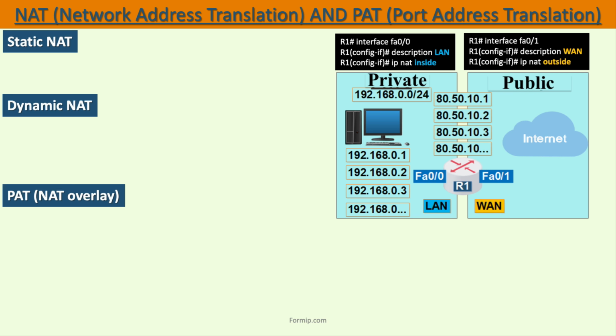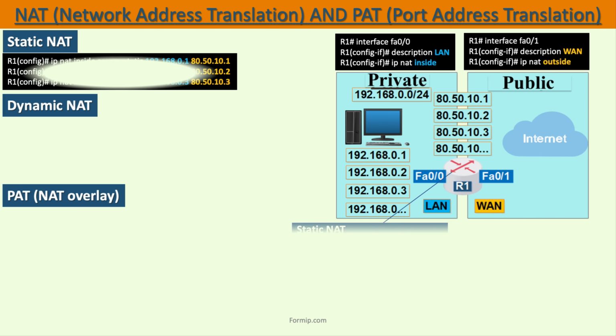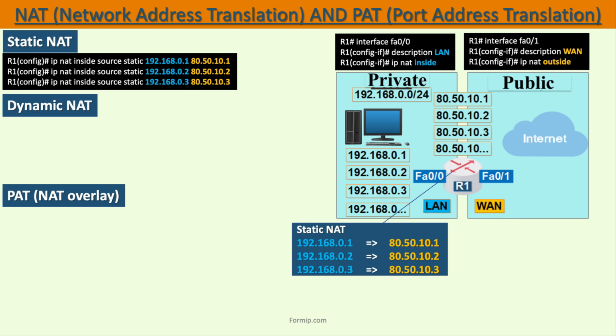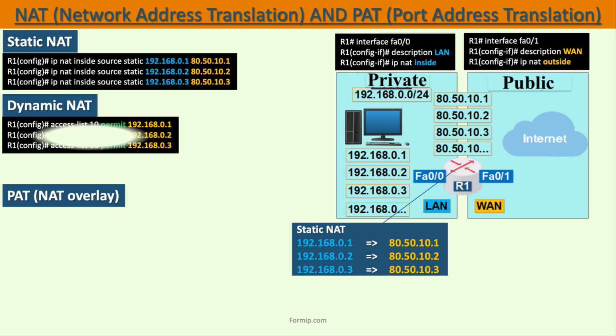Static NAT allows you to translate a private IP address into one public IP address. In static, it's 1-to-1. Here's an example of how to set it up. Here, each private IP address has its own public address reserved for it to exit to the WAN, or to surf the internet. The command ip nat inside source static is used, followed by the private IP and the public IP.